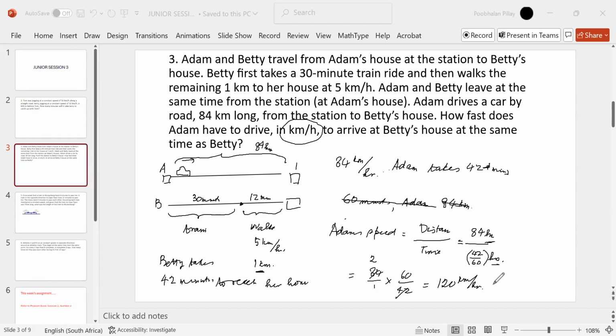Okay. So this is the solution to this problem. You see that I used this formula once. The speed is distance divided by time. You know what the distance is, and you know how long it takes, so therefore you can work out the speed.